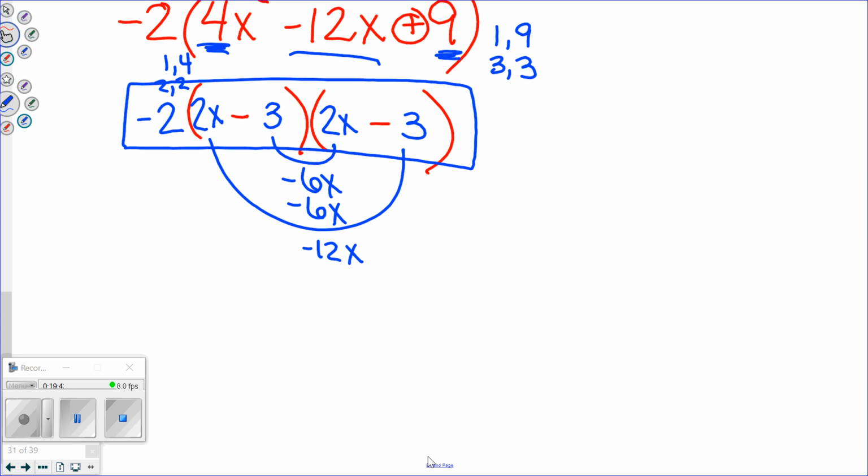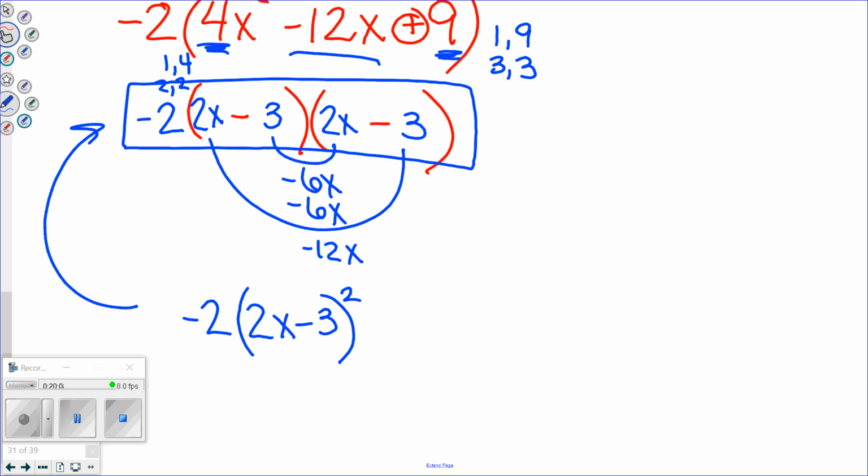And I get the feeling most of you would be comfortable leaving it like that. Is there another way that answer could be written? The negative 2 on the outside, baby brother's still there, but you could see it as 2x minus 3 squared, because there are 2 of these that are exactly the same. The lazy mathematician is going to write it this way. But just know that this and this mean the same thing. The lazy mathematician just wants to write less.